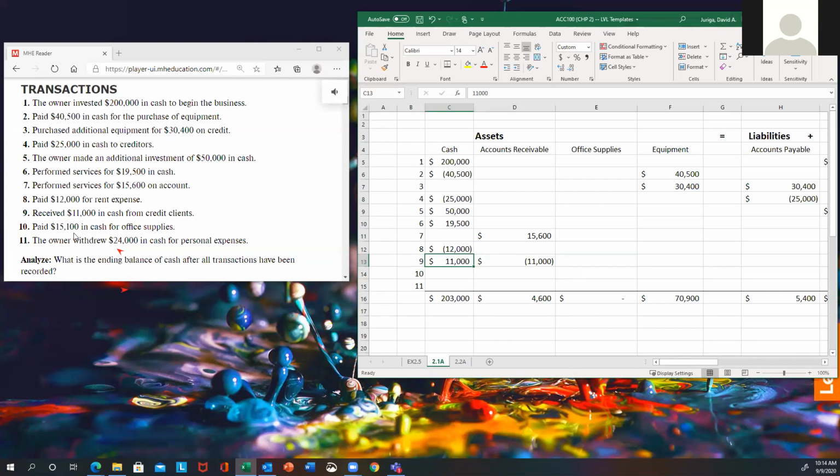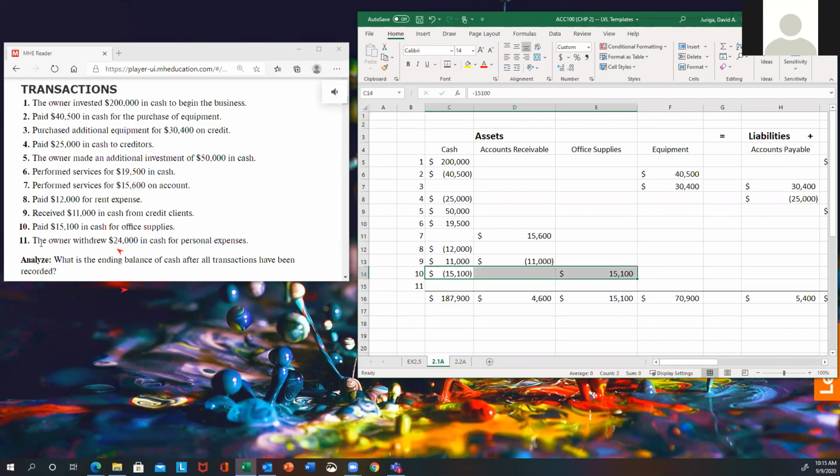Number 10, you paid for some office supplies, 15,100 in cash. I'm going to put a minus 15,100 to reduce cash, and then go over to office supplies and put an increase of 15,100. So again, this is just a shifting of your assets. You're increasing one asset and reducing another.